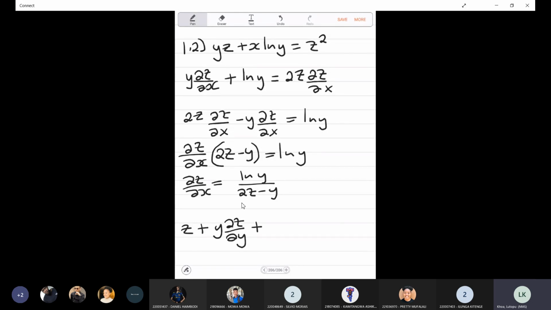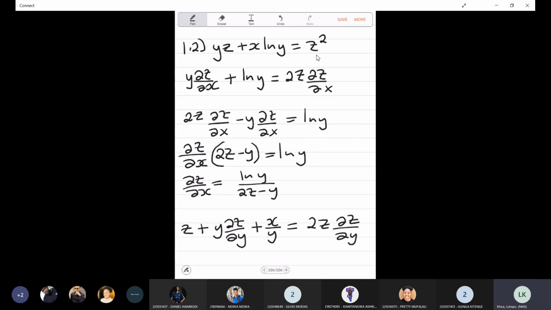Then for the second one here, x ln of y. Here x is a constant, so we just differentiate ln of y, which is 1 over y. So we get x over y. And the same thing we did over here, we differentiate using the chain rule. This is 2z, and then we multiply by dz/dy.